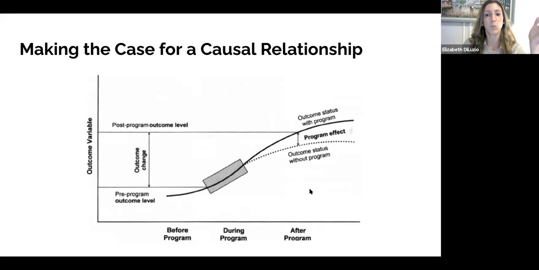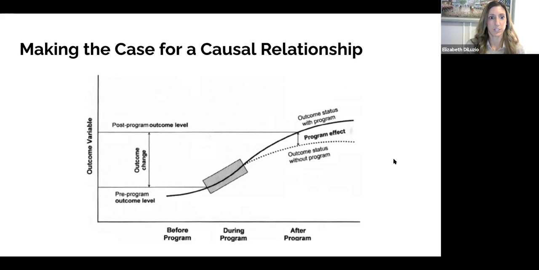And so this is what we are seeking to set up if we want to be able to say, yes, Lower Merion does have an impact on the academic success of its students. Does that make sense?